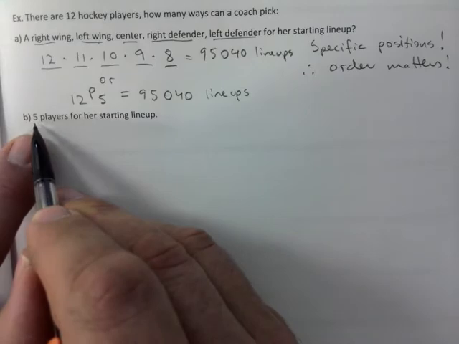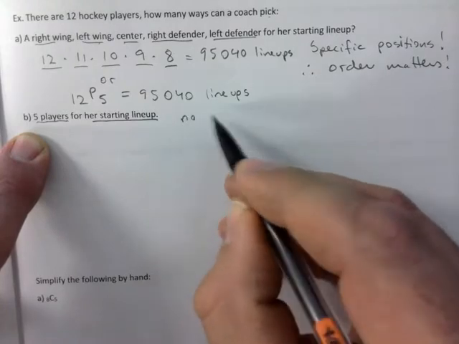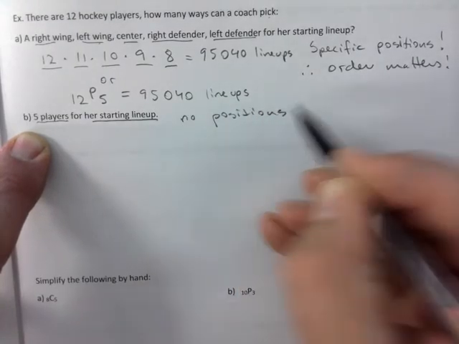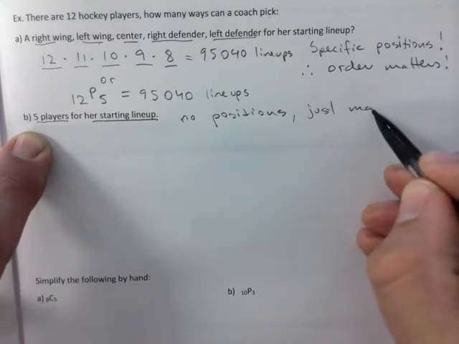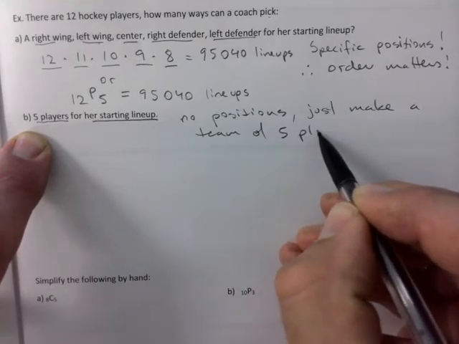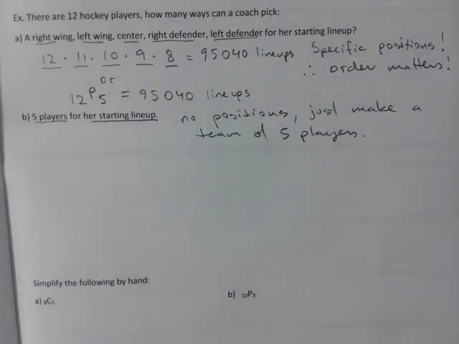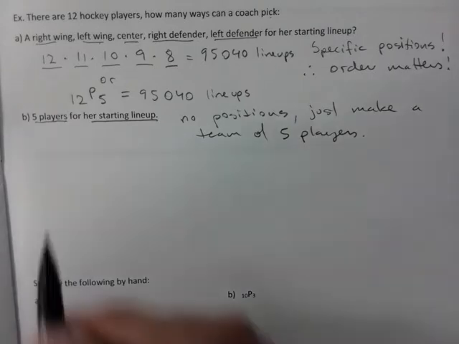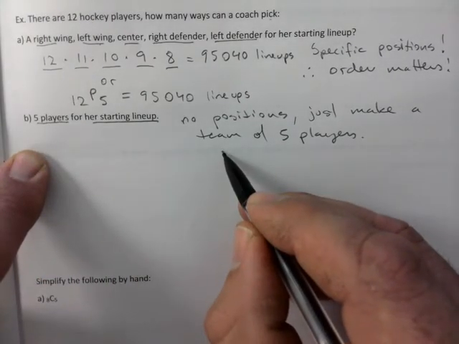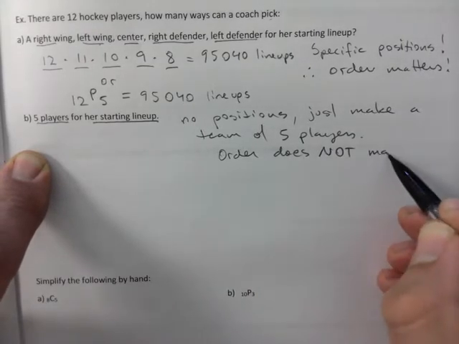What if the question said you can pick 5 players for a starting lineup, no positions, just make a team of 5 players? So let's put this in a different context. Just pick 5 random books. How many ways can you pick 5 books from 12 possible authors? Doesn't matter the order that you do them in. So order does not matter here.